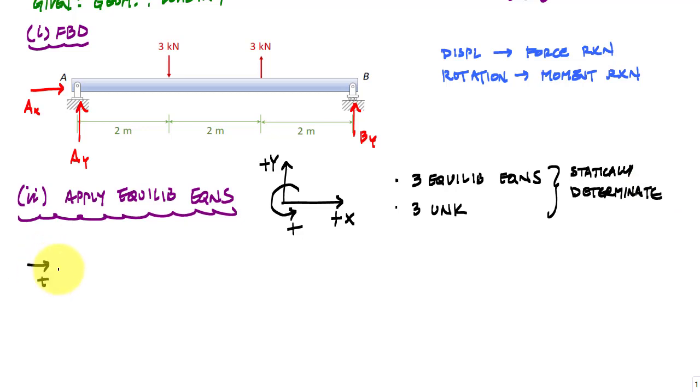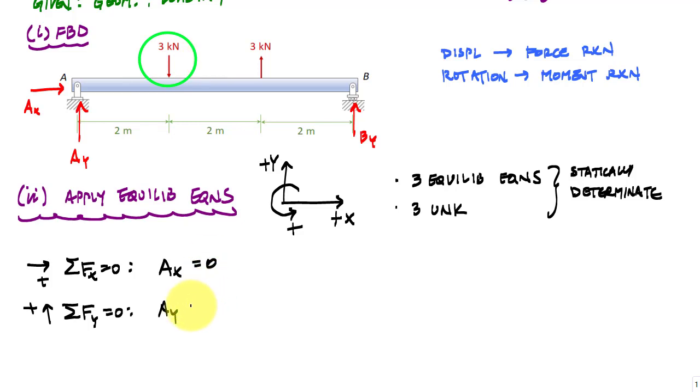So here, for my equilibrium equations, the first one I'm going to apply is the sum of the forces in the horizontal, and this one is kind of trivial. Sum of the forces in x equals 0, and the only thing I have pointing in that direction is AX, and this tells me AX equals 0. I'll apply the sum of the forces in the vertical. I've got AY pointing up. I've got this first 3 kilonewtons pointing down, so that's negative 3 kilonewtons. The next 3 kilonewtons is pointing up, so that's a positive 3 kilonewtons. And then I've got my support reaction at B, positive BY, equal to 0. This tells me that AY plus BY equals 0.